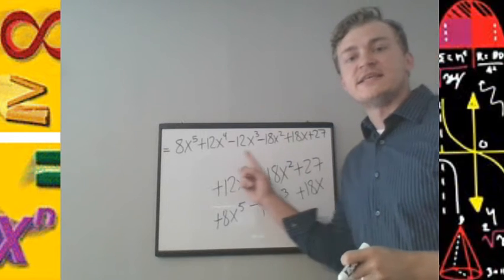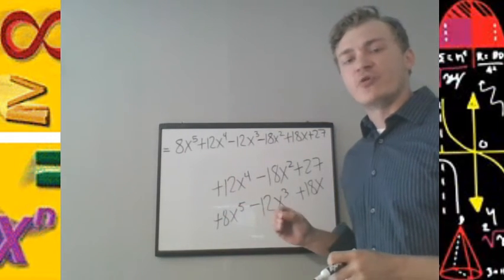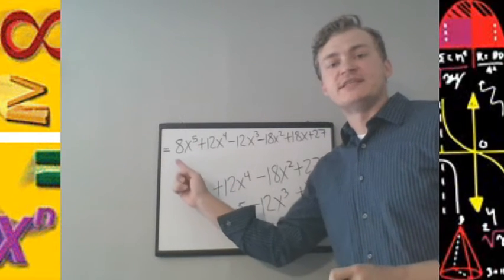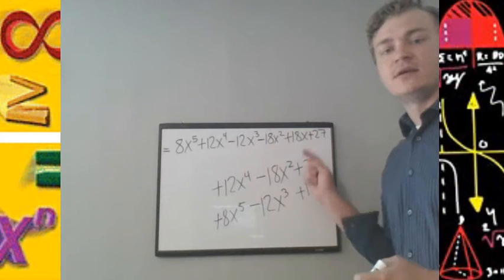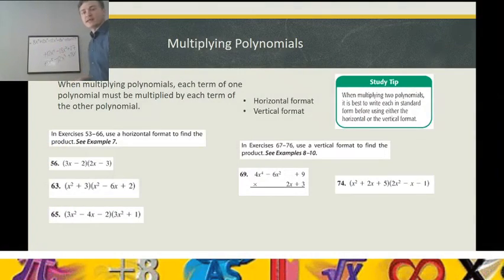So we have a 6-termed polynomial where the degree of this polynomial is 5, the leading coefficient is 8, and the constant is positive 27. We'll go to that next example, number 74.